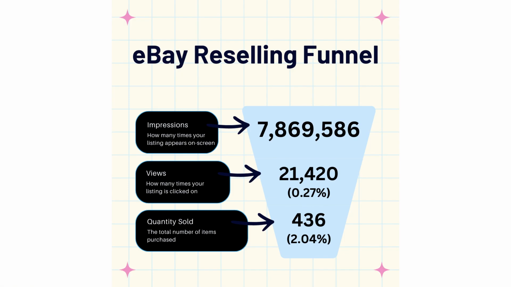If you go to the performance menu and click on traffic in eBay, you can see your own impressions, views, and quantity sold. But what does it all mean? If you don't understand these numbers, you're just looking at gibberish and it means nothing to you. But I'm going to break down exactly what you should be looking for in these metrics and how they can help you diagnose and fix problems with your own business.